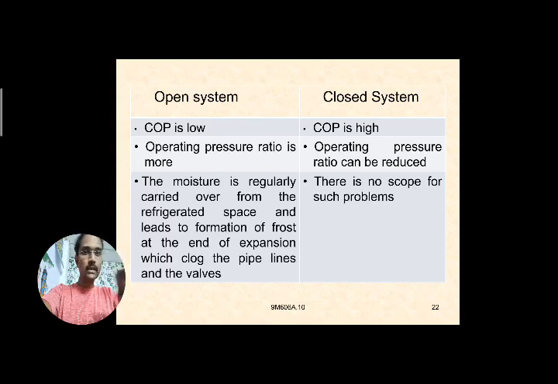The fourth point is already discussed, that the operating pressure ratio is more compared to the closed system. This is one reason why it is impacting the COP. Whereas in the closed system, the operating pressure ratio can be reduced. So due to the reduced pressure ratios, COP is high and performance is high in the closed system compared to the open system. This is the fourth difference.